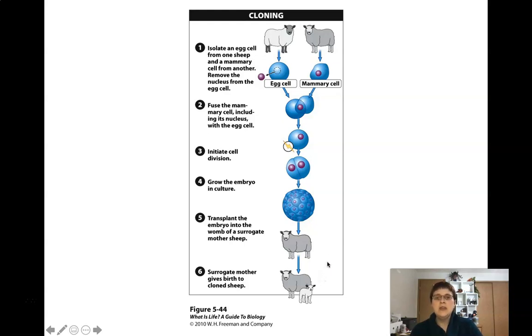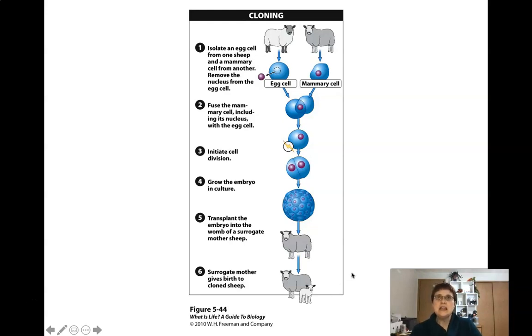We do the same thing for any organism we wanted to do this with, right? You get a donor egg, donor cell, take the nucleus out of the egg, fuse these together, get them to divide, and then if it's an organism that needs a surrogate, then give it the surrogate, and then sometime later, you get the cloned organism.